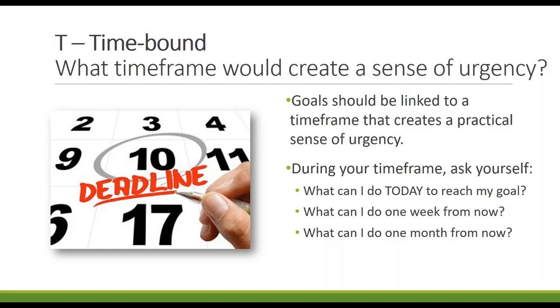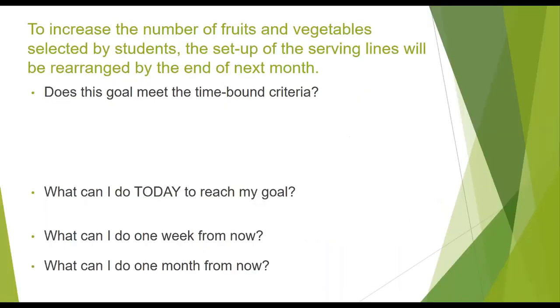To help maintain progress throughout the time frame of the goal, continue to ask yourself these 3 questions. What can I do today to reach my goal? What can I do 1 week from now? What can I do 1 month from now? So let's consider this sample goal. To increase the number of fruits and vegetables selected by students, the setup of the serving lines will be rearranged by the end of the month. So now let's figure out, does this goal meet the time-bound criteria?